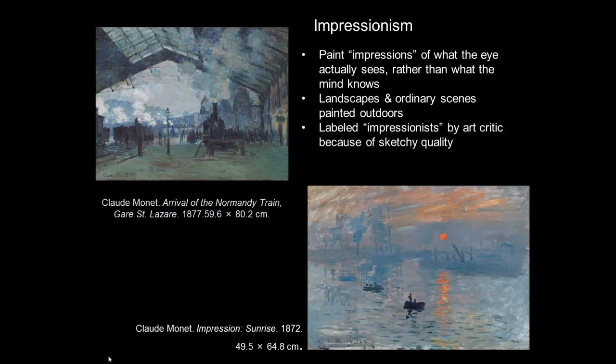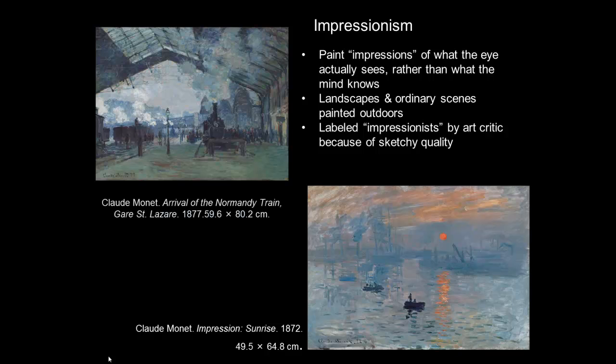They were labeled Impressionists by an art critic because they believed that their work was very sketchy. It's almost like how you would draw a quick sketch in your sketchbook. These artists would do that with paint and a paintbrush. But the painters of this movement really liked that and were like, yeah, that is what we're trying to do. And so they took that on as their name, and that's where Impressionism came from.